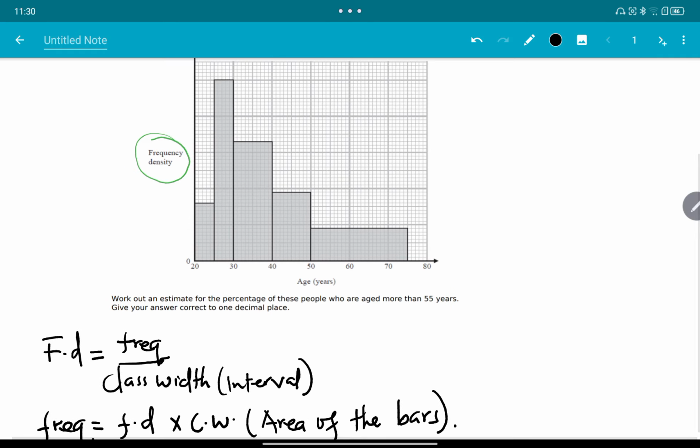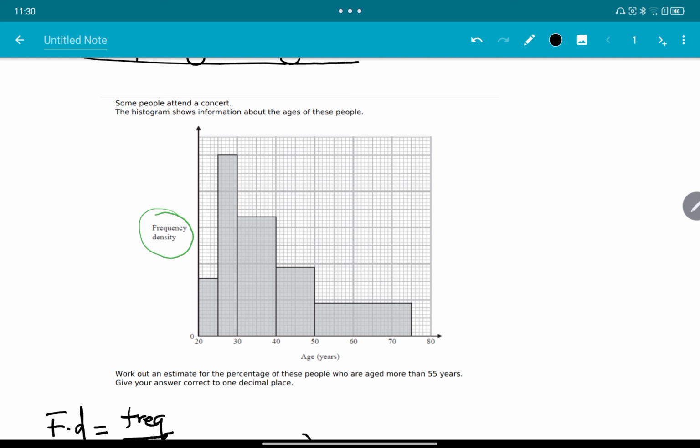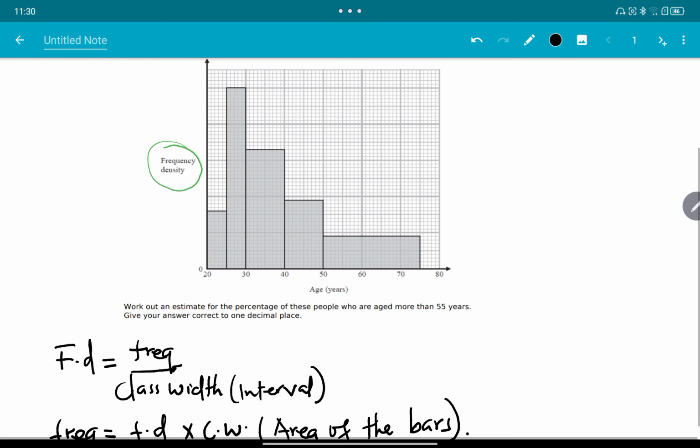Now coming to the question that we have here, this is the question, but where it gets challenging is that we've not been given the frequency density, which is what we need to find. Whenever you are not given the frequency density, this is what you need to do. You need to choose a scale out of the information we have, and it is up to you to decide how to deal with it.